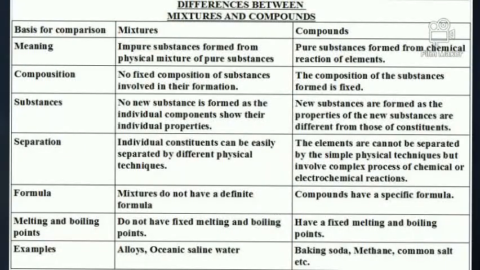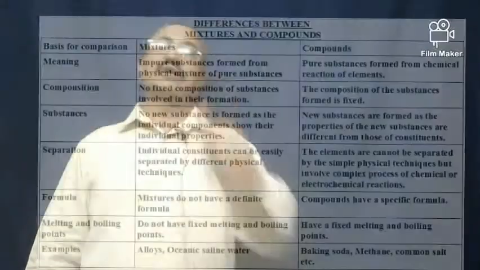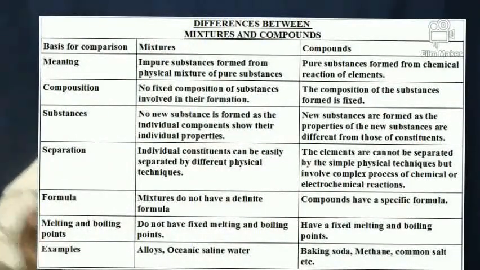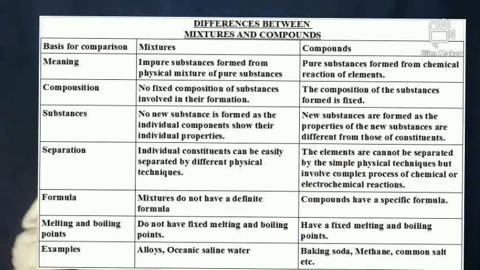Okay, children, hope you have followed this. Now, let us recapitulate what we have learned today. First, elements combine to form compounds. Then how do they combine is the question. It's not just a physical combination, but a chemical combination. We have also seen the differences between the physical combination, which is called a mixture, and the compound.